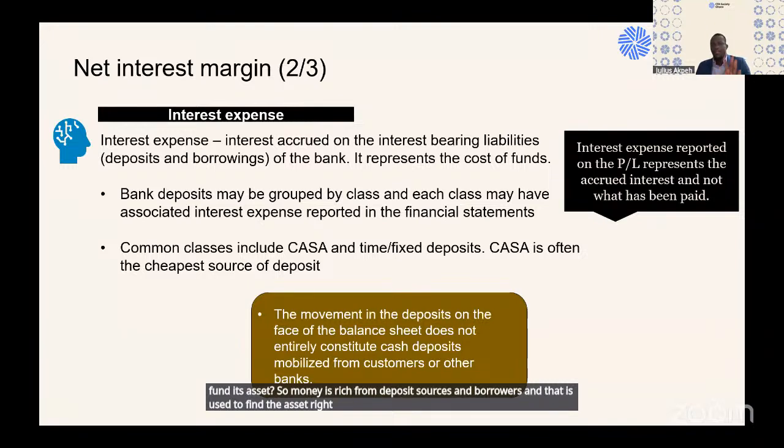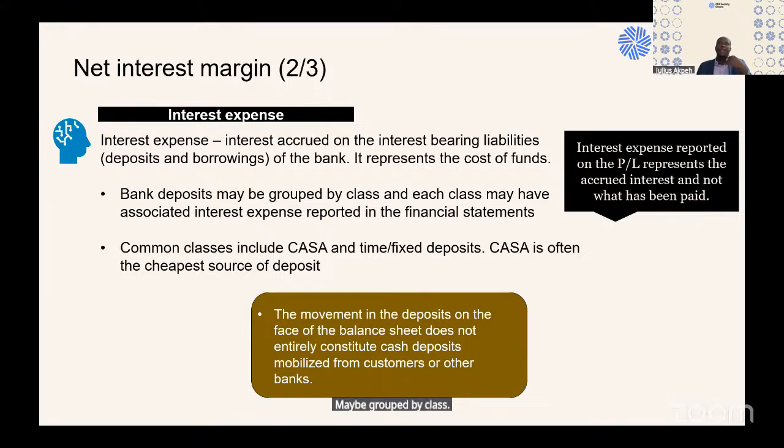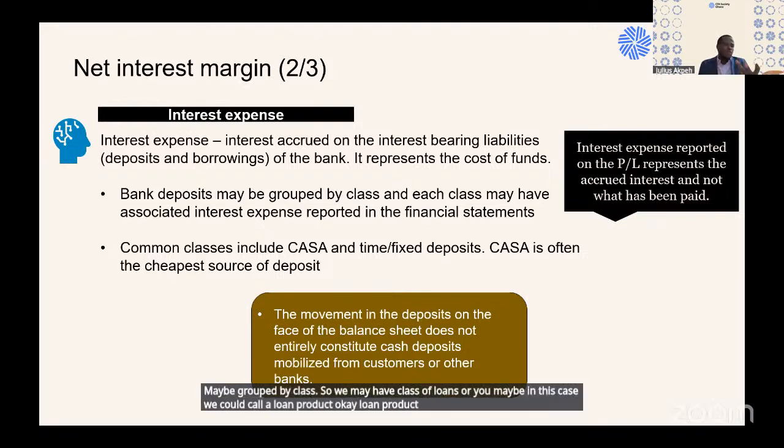Now, often bank deposits, just like the loans and even the investment securities, where I didn't really talk a lot about those sides, may be grouped by class. So we may have classes of loans, or in this case we could call it loan products. Okay, loan product. It could be term loans. We could have term loans.